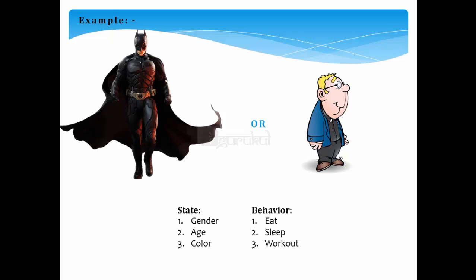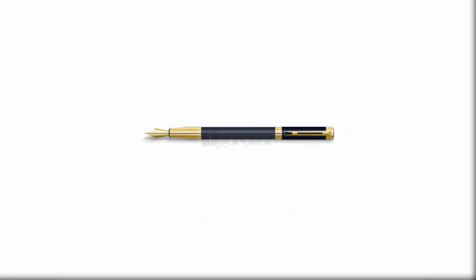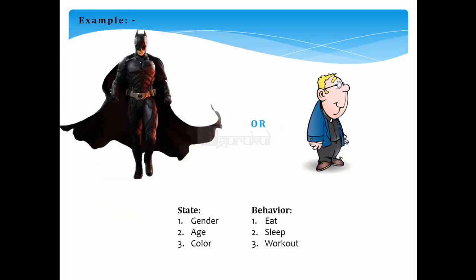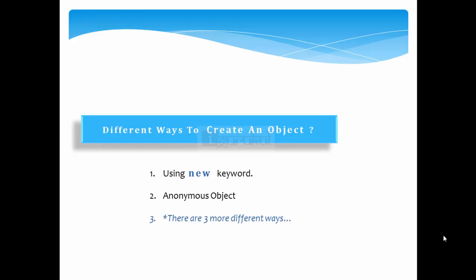Objects are just the generalized form of the real world. You can take any example. Suppose you have a pen. What will be the state? Its state will be like color, its company name, its texture. And what will be the behavior? Its behavior will be its writing. So this is all about classes and objects.